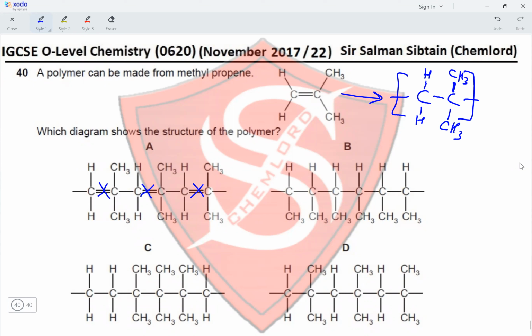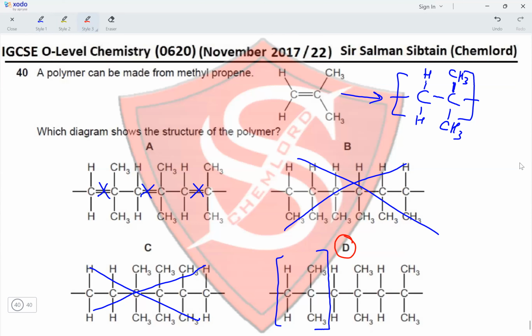B has each carbon atom having a hydrogen and a CH3 group attached to it, so B is completely wrong. C has 2 carbon atoms adjacent to each other having 2 hydrogen atoms attached to it, and then 3 carbon atoms having CH3 groups attached on both ends. So structure C is also completely wrong. And in structure D, we've got 1 carbon atom with 2 hydrogen atoms attached to it and the other carbon atom with 2 CH3 groups attached to it, as was identified in the repeat unit, making option D the correct option for this question.